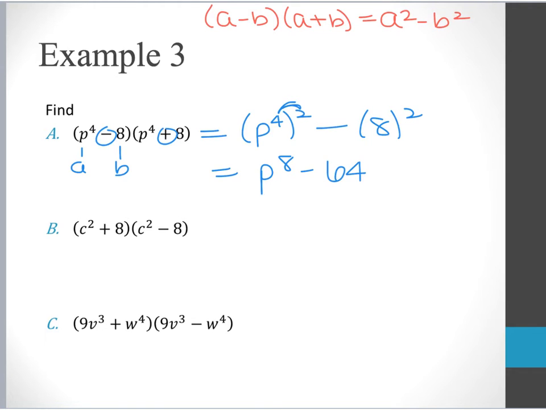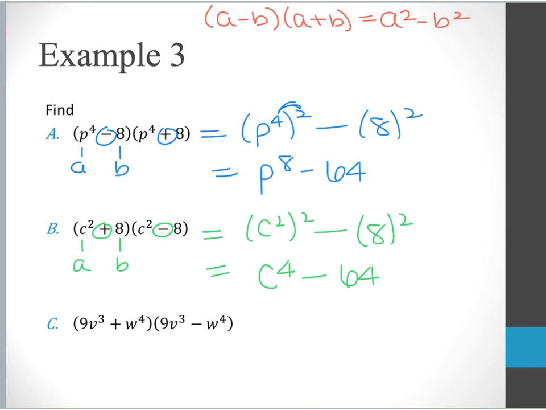Now if we look at Part B, we have c squared plus 8 times c squared minus 8. Again, I see that I have two binomials that are similar. The only difference is that one is a positive and one is a negative. So I can say that the first term, c squared, is my a value, and the second term is my b value. So I have my first term, c squared squared, minus my second term, 8, squared. c squared squared gives me c to the 4th power minus 64.